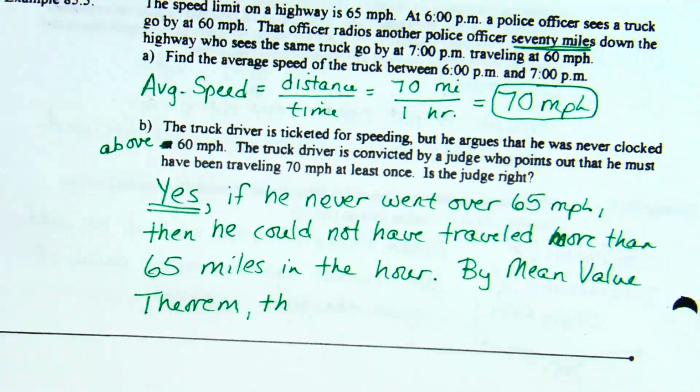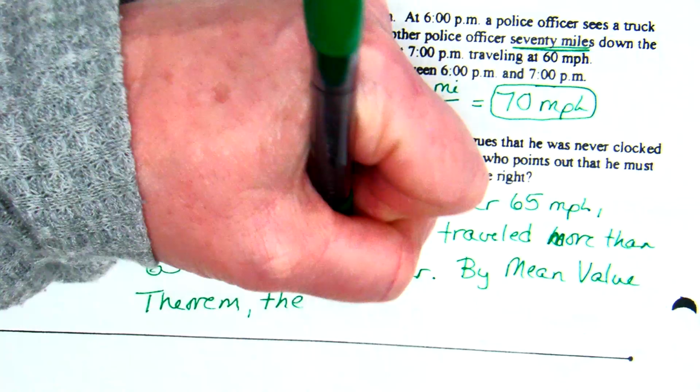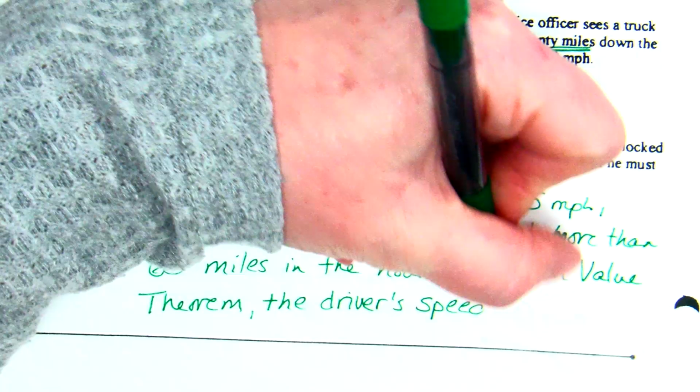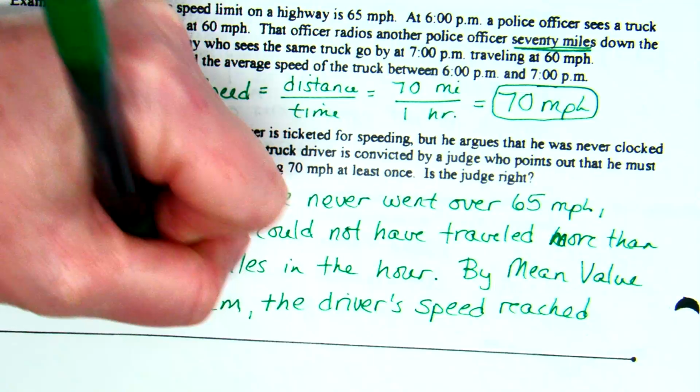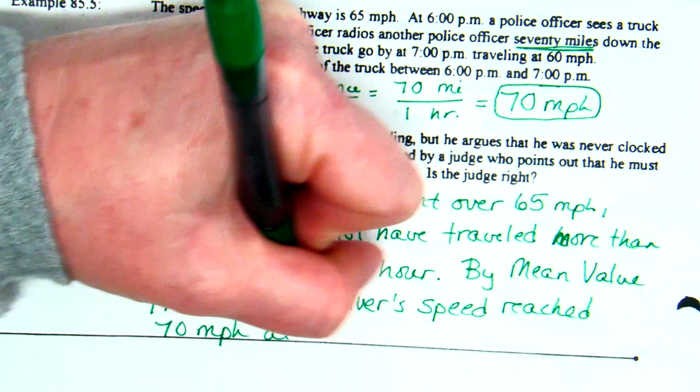By mean value theorem, the driver's speed reached 70 miles per hour at least once.